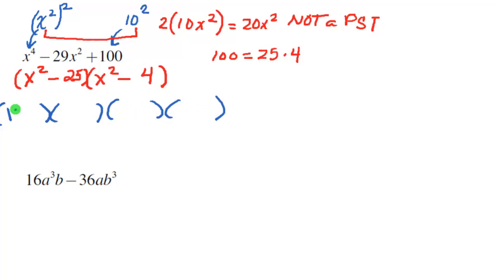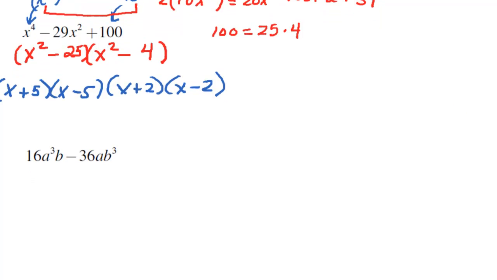And here we'll have x plus 5, x minus 5 for the x squared minus 25. And here we'll have x plus 2, x minus 2 for the x squared minus 4. Now are we done? Yes, because none of these binomials factor further. Okay, did you follow that thought process? Hopefully that will help you.